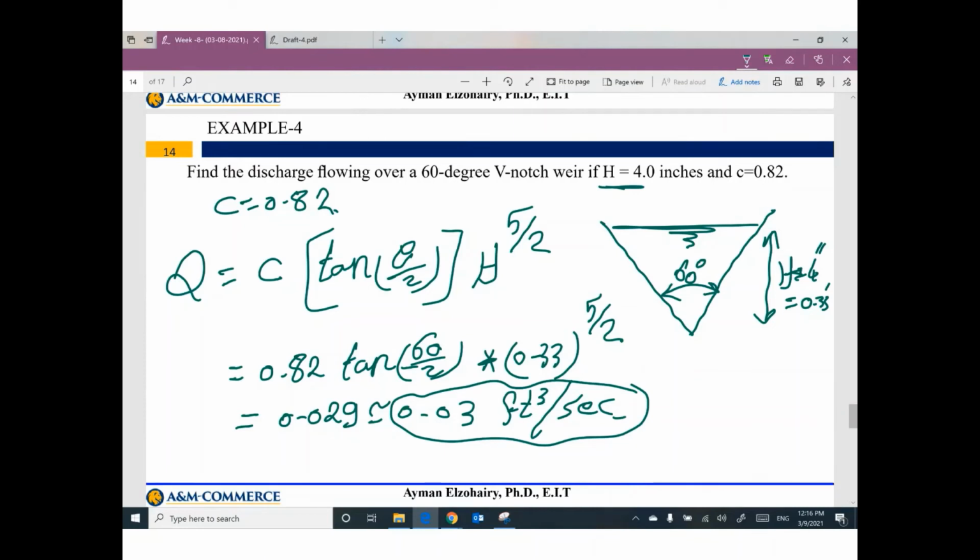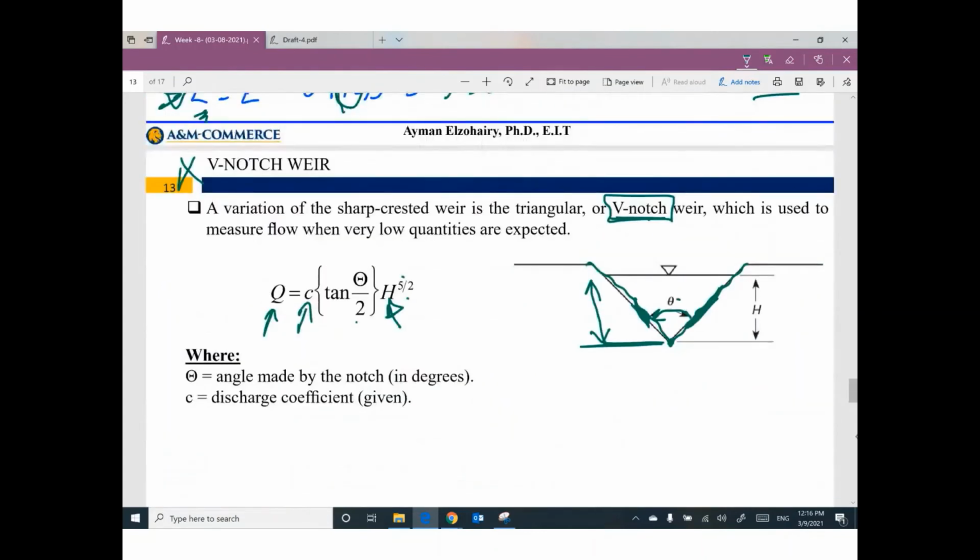If you have a weir that looks like V notch or triangular, the angle theta between this sloped line and this one, h is the total height between the water surface and the vertex of the weir, C is a discharge coefficient.